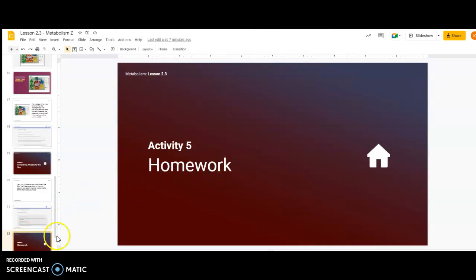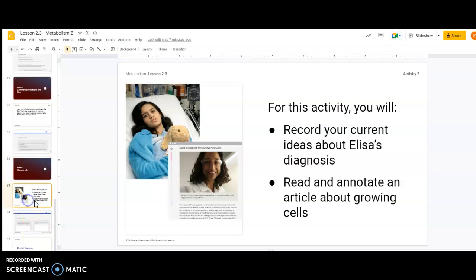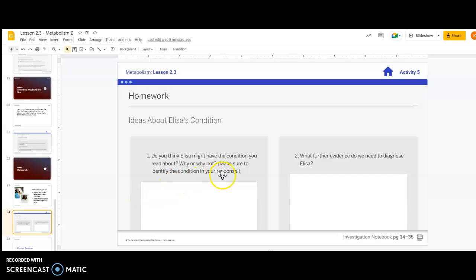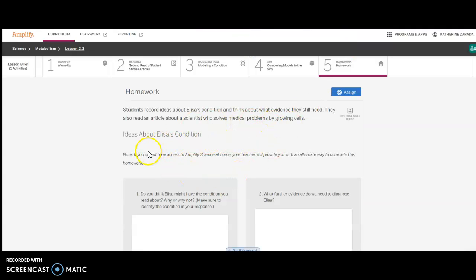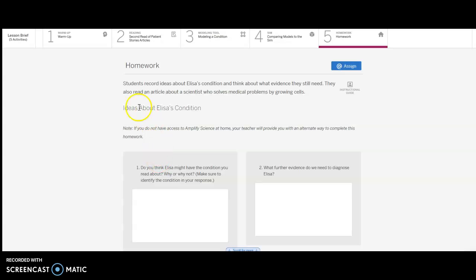And remember, this is a should do. This is a homework, so it is a should do. So for this activity, you're going to record your current ideas about ELISA's diagnosis. You're going to read and annotate the article about growing cells. So if you go to part 5, you'll find the articles that you need to read.